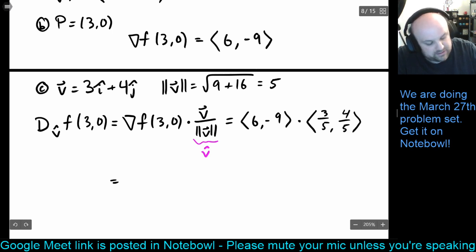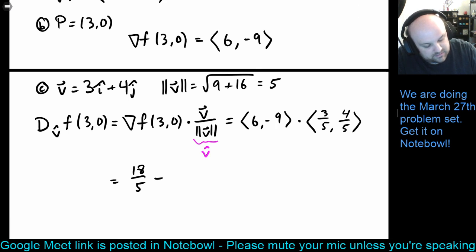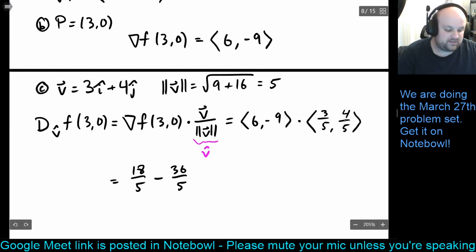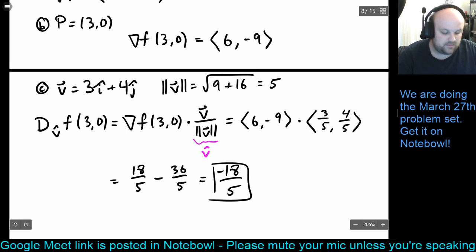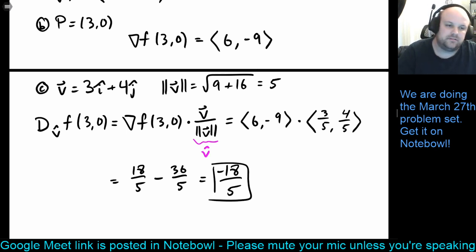And so when we compute it, let's see, we have 6 times 3/5 is 18 over 5. Minus 9 times 4 is 36 over 5. So -9 times 4/5 is that. And so we have minus 18 over 5. Right. Any questions there?